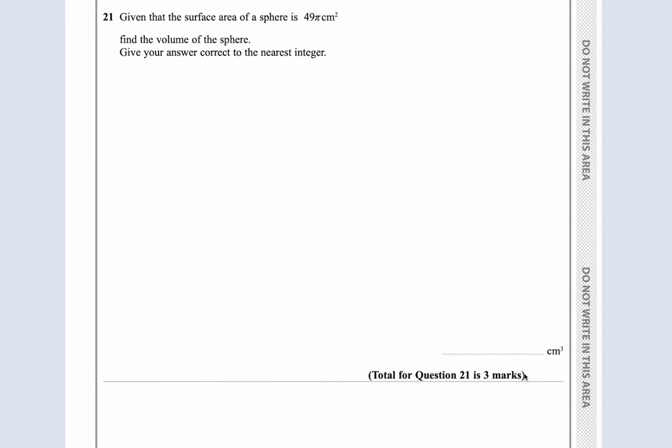Okay, question 21. Given that the surface area of a sphere is 49 pi centimeters squared, find the volume of the sphere. Okay, so in your formula sheet, guys, we've got both of these. We've got the surface area of a sphere, which is 4 pi r squared, and we've got the volume of a sphere, which is 4 over 3 pi r cubed. These are in the formula sheet, thankfully. So they give us the surface area. So let's use that one first. 4 pi r squared is equal to 49 pi.